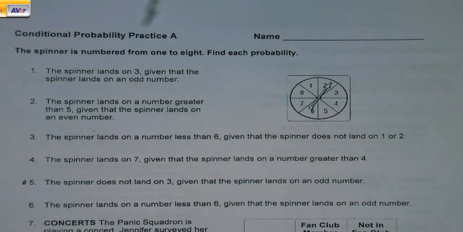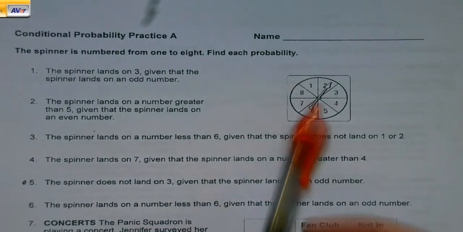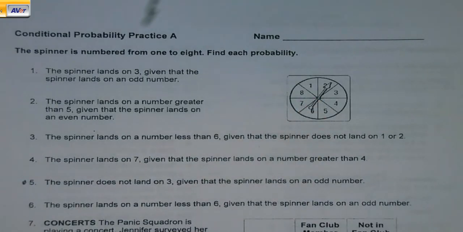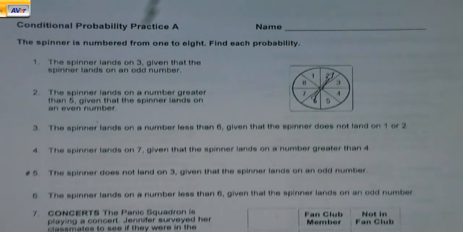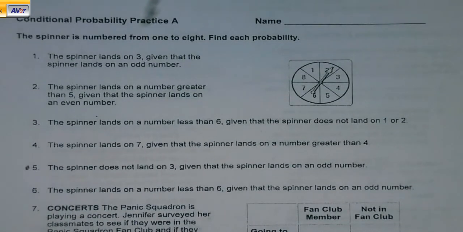So as we take a look at our second day of conditional probability, we're going to do some review of what we've done and make sure that some of the finer points are worked on here. So we have the spinner over here to the right, numbered 1 to 8. These first 6 questions are all going to be based off of that, but I'm not going to go through all of them. I'm just going to bounce around and do one here and one there to see how this is going.